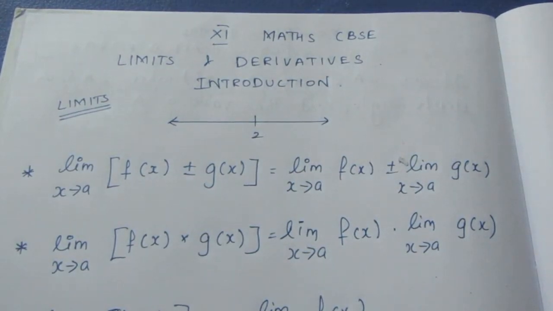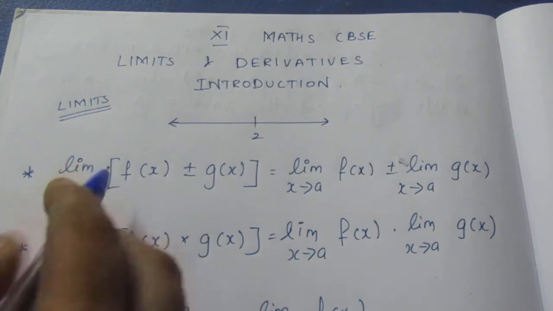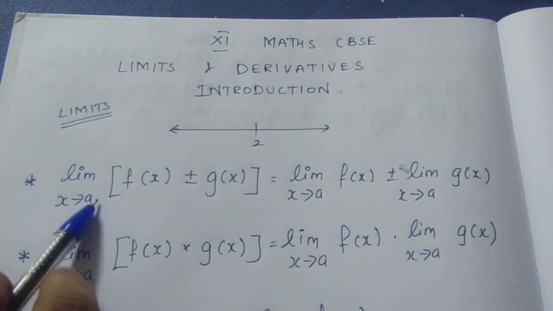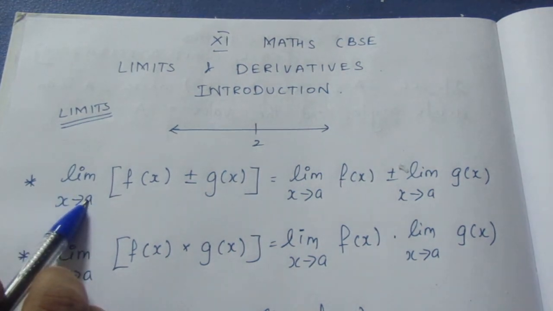Today we are going to see 11 CBSE Maths Limits and Derivatives Introduction. Now we are going to see limits first. Limits is that, let us see this. Limit x tends to a. X tends to a means x is reaching to a.